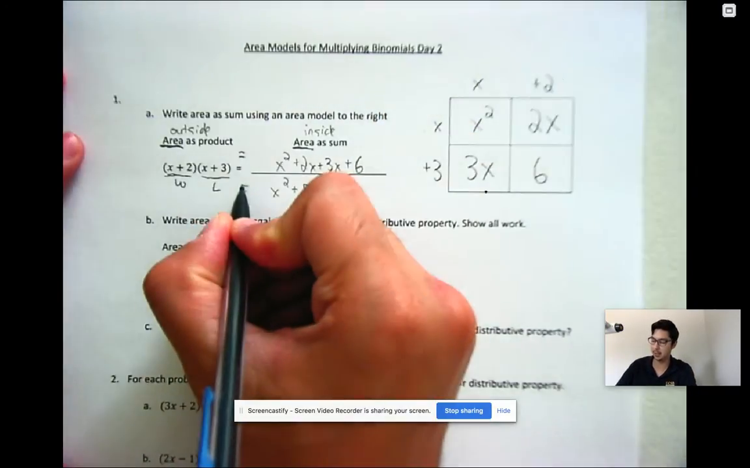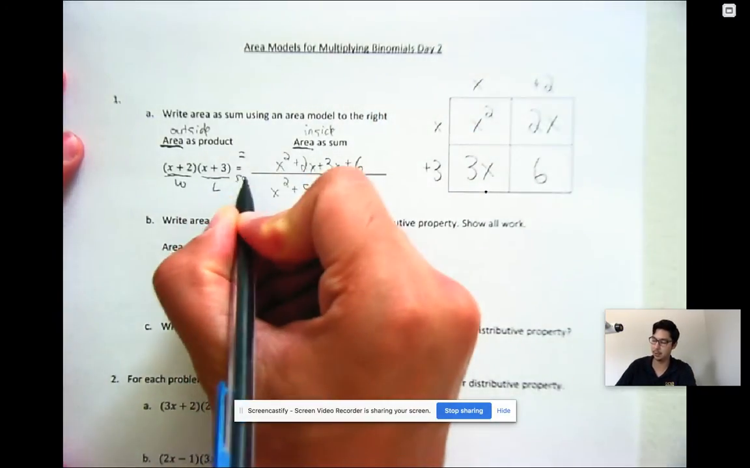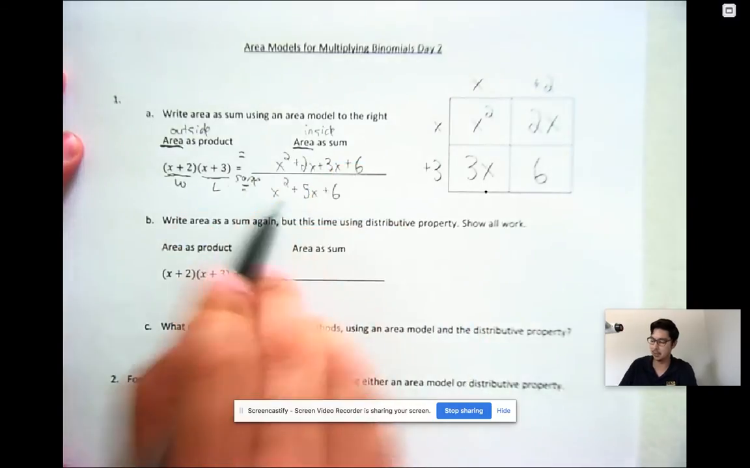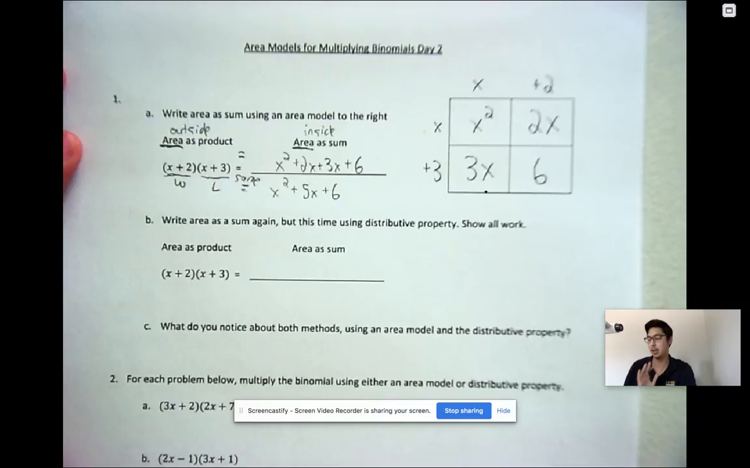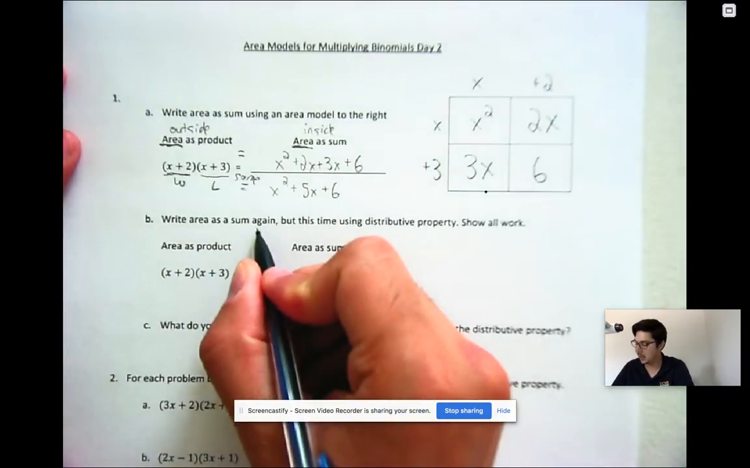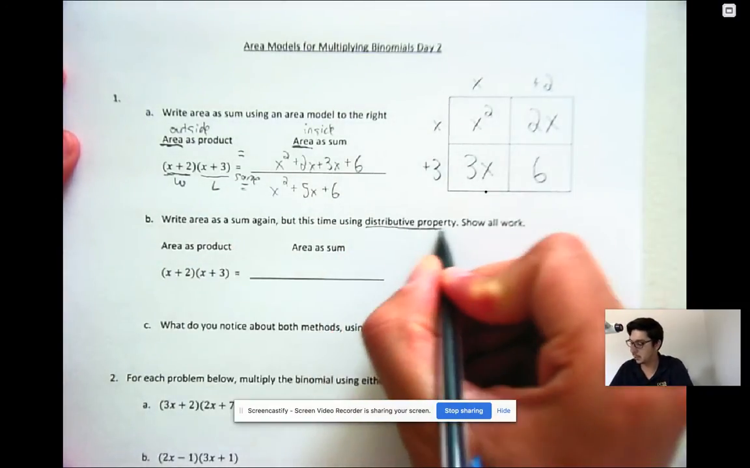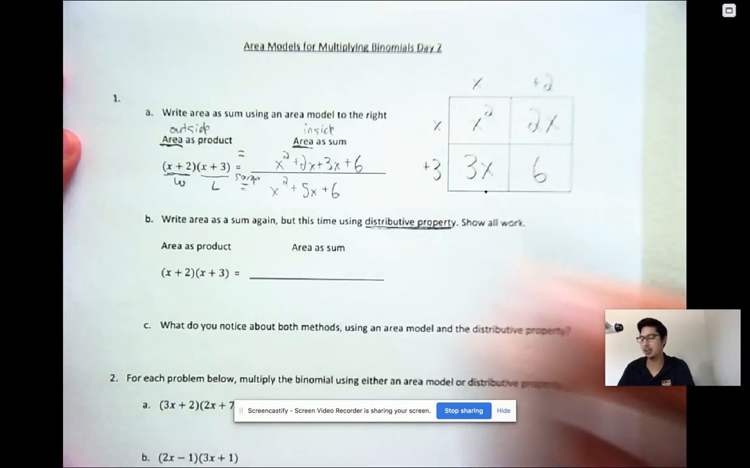And these, again, are the same thing, and I want you to make sense of that. This is the same as that, okay? Now, we're going to do this again, but this time we're going to use something called the distributive property. Now, how does the distributive property work?